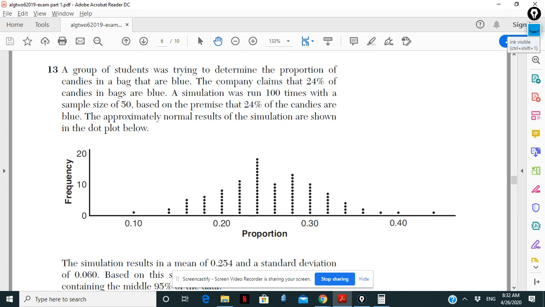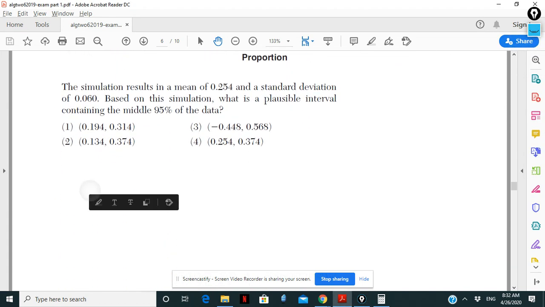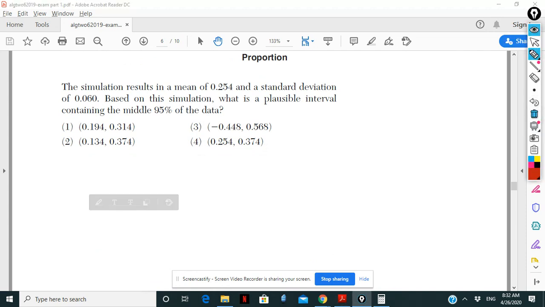A group of students was trying to determine the proportion of candies in a bag that are blue. The company claimed that 24% of the candies in a bag are blue. A simulation was run 100 times with a sample size of 50 based on the premise that 24% of the candies are blue. Now, here is the information we have, and we want to cover 95%.